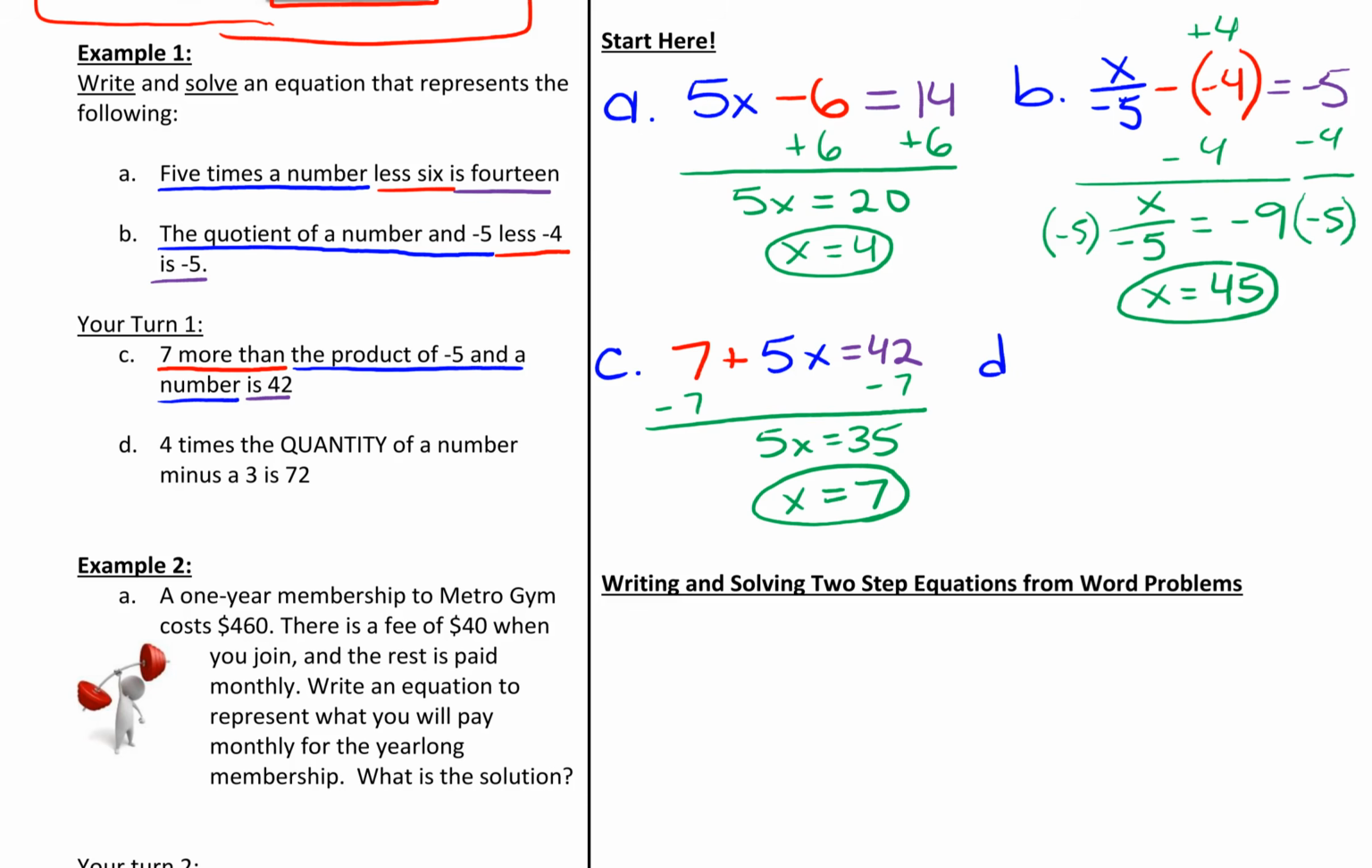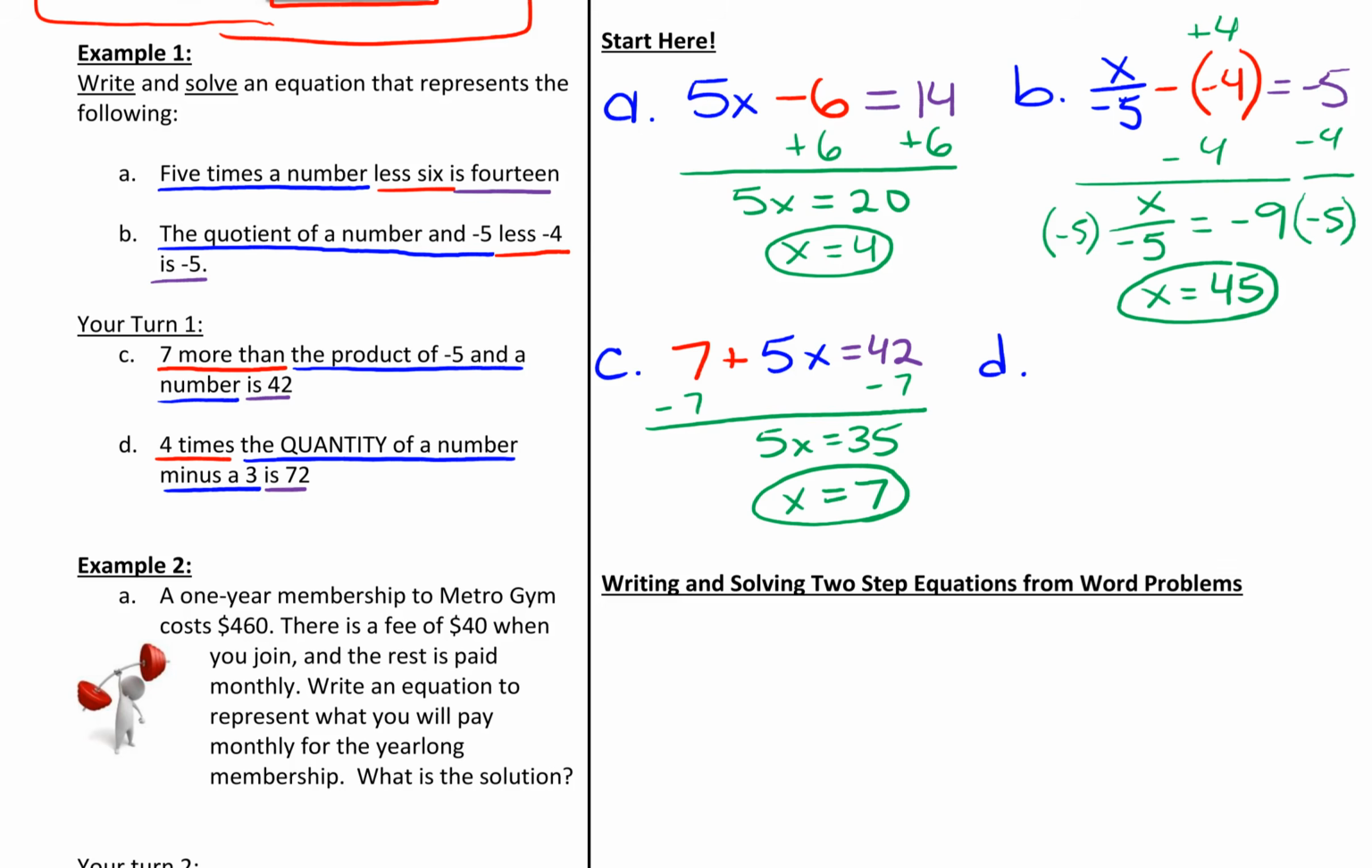And finally, problem D: 4 times the quantity of a number minus 3 is 72. Keep in mind here, we have a quantity in this case. We have the quantity of a number minus a 3, and we are multiplying that by 4. And we are saying that the equation is going to equal 72.